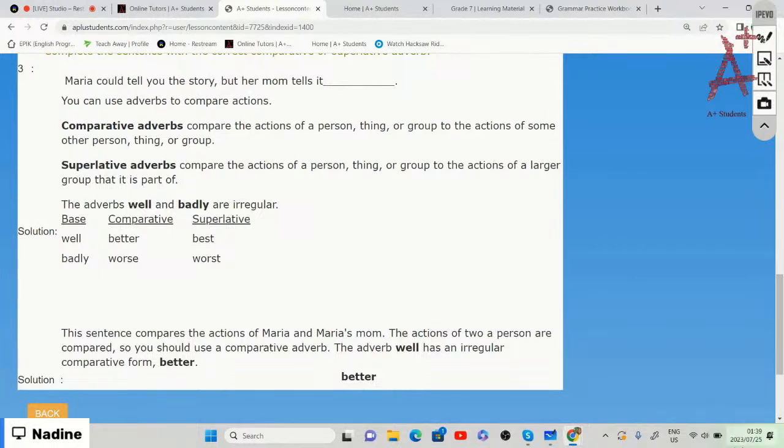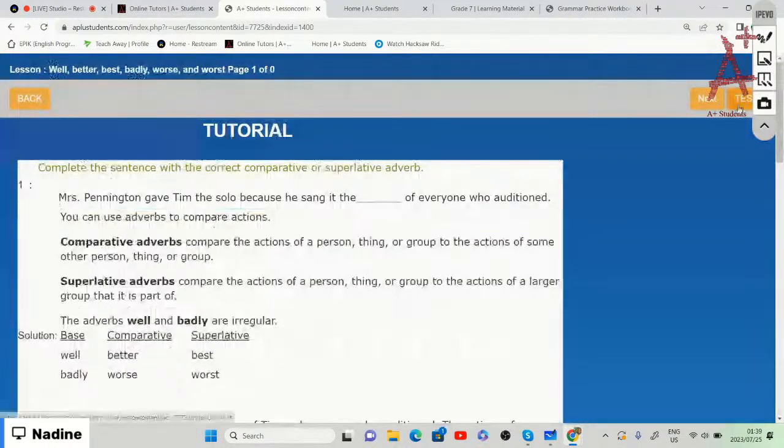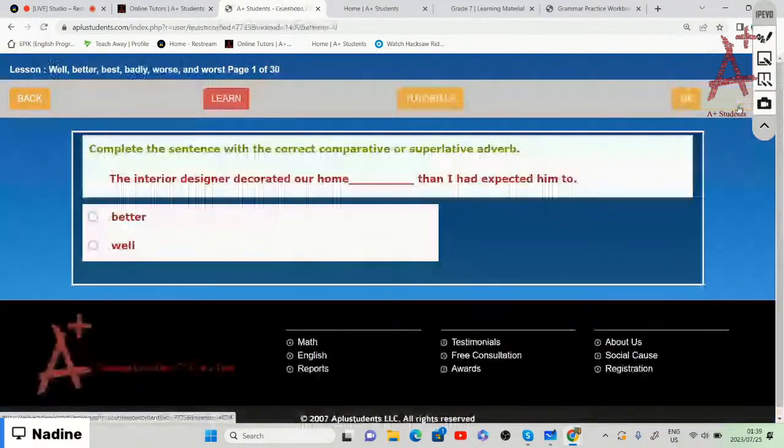All right, so now if we go to our test, to test ourselves on well, better, best, badly, worse, or worst.